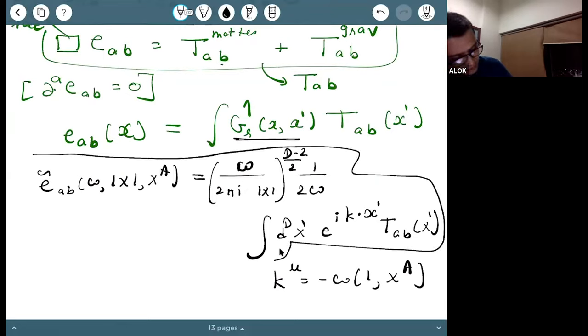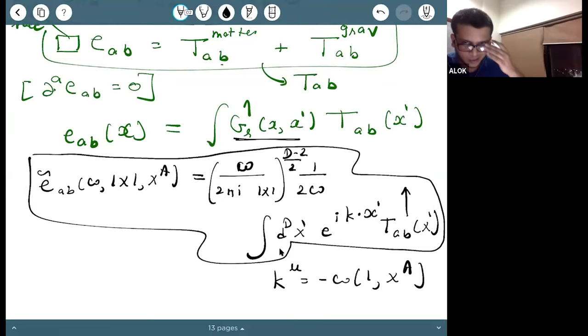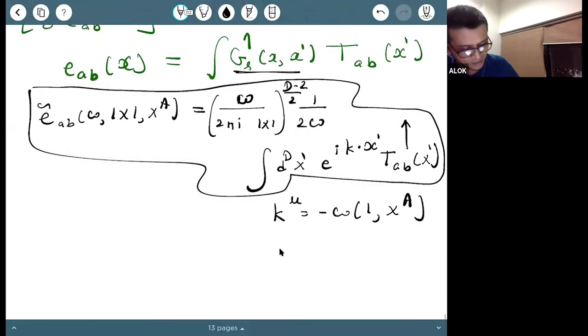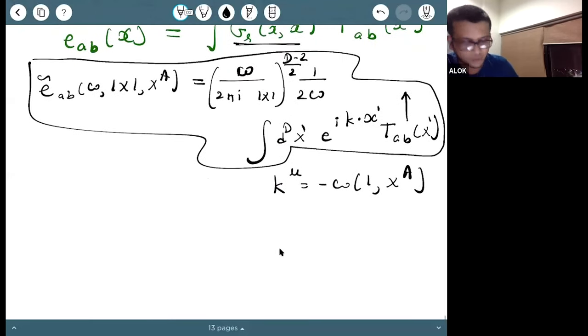Again, it's not that useful because we have to integrate over the full stress tensor about which we really don't have any control. But we are interested in the soft expansion, and there we can do a little bit more. So let me just sketch the proof in pictures.